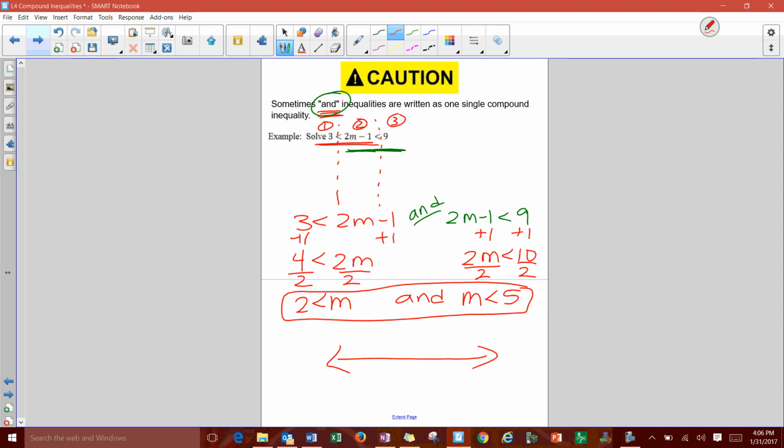If I were to graph this, here's 2, 3, 4, 5, right? It would look like that, okay? So that's one way to solve this.